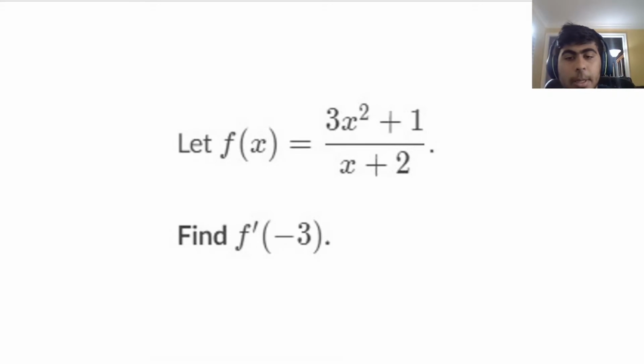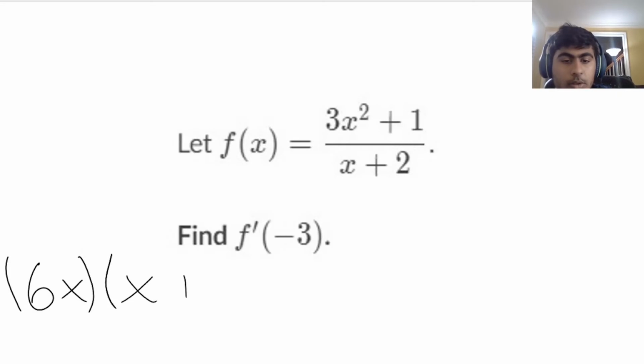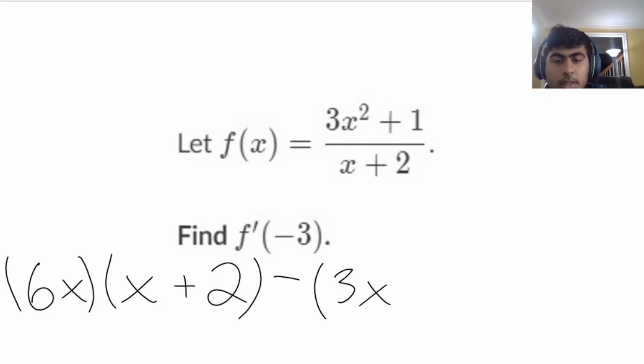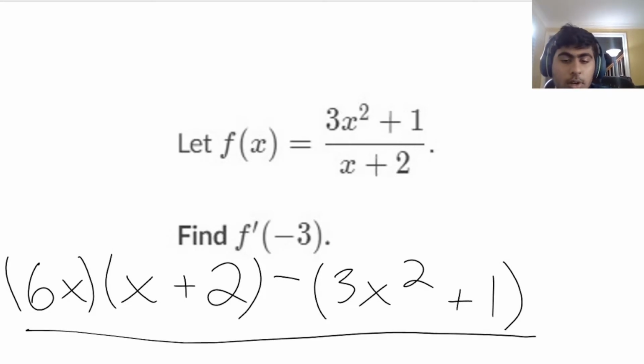Now let's keep going. Alright, so we have another instance of the quotient rule. So the numerator 3x squared plus 1, the derivative of that would be 6x, and then multiply by x plus 2, and then we subtract 3x squared plus 1 times the derivative of the denominator, which should just be 1, so we can exclude that, over x plus 2 squared.